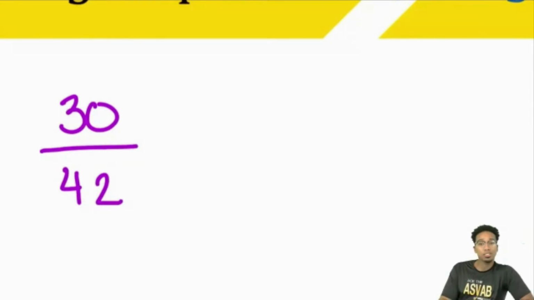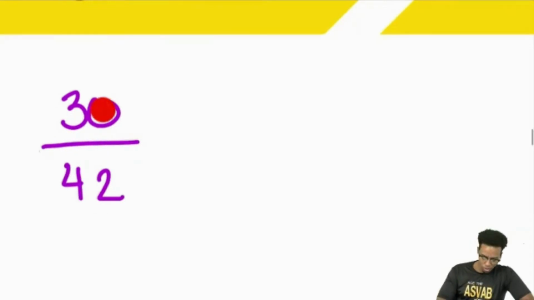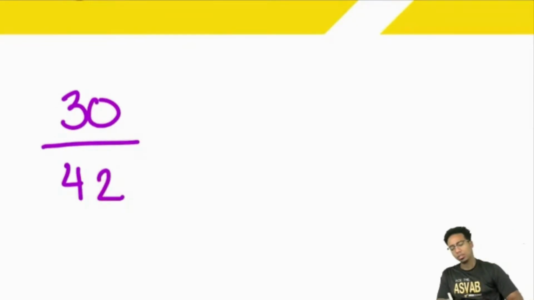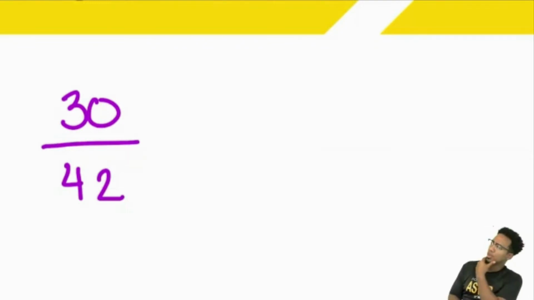What do we mean by reduce? You have to ask yourself what number goes into both the numerator and the denominator. Can anybody tell me what number goes into both 30 and 42? What's the biggest number that can go into both? 6. I agree, 6 is the biggest number that can go into both 30 and 42. Let me show you what that looks like.